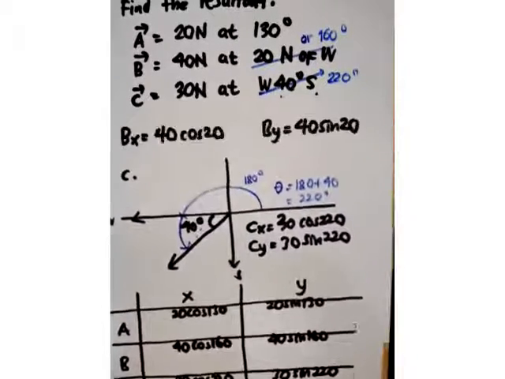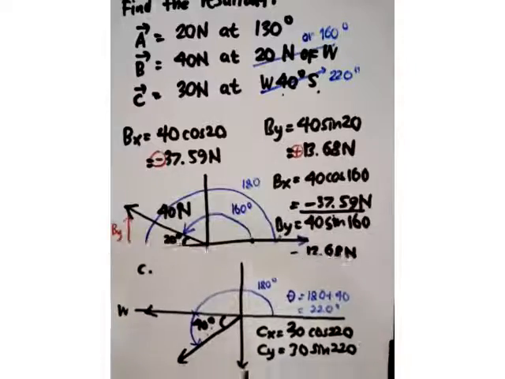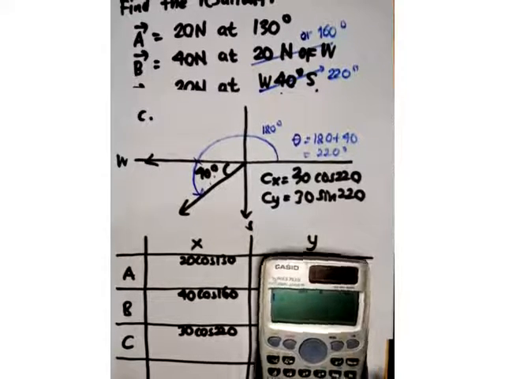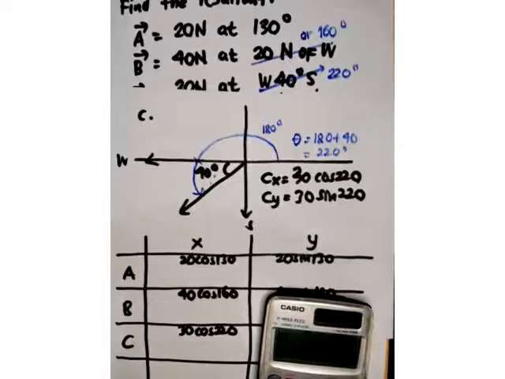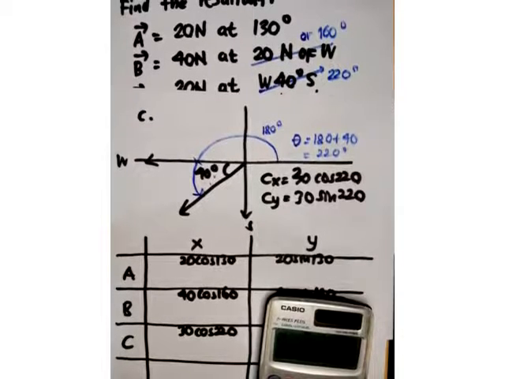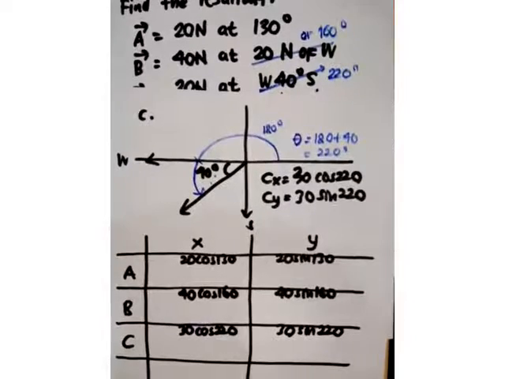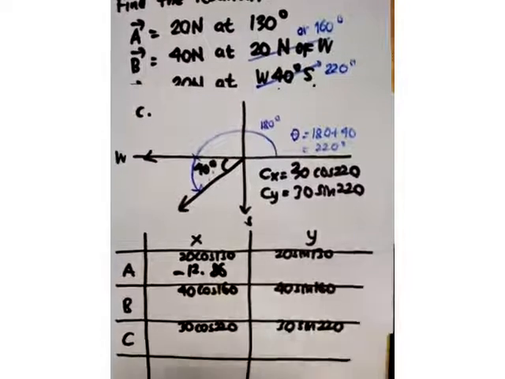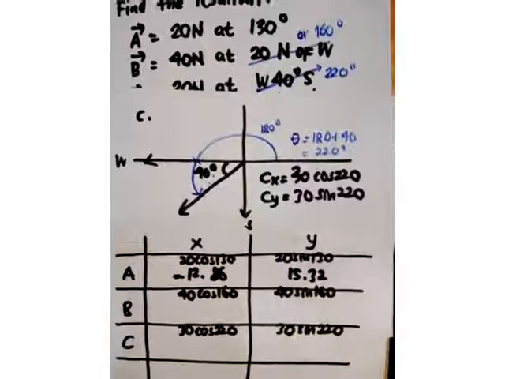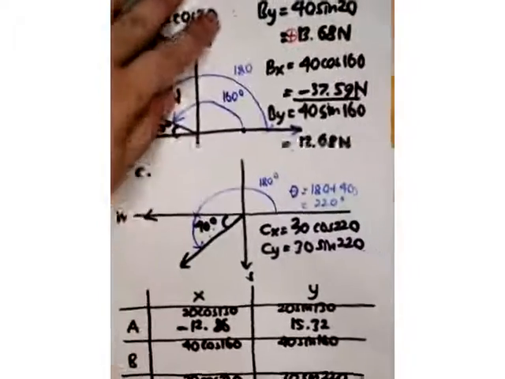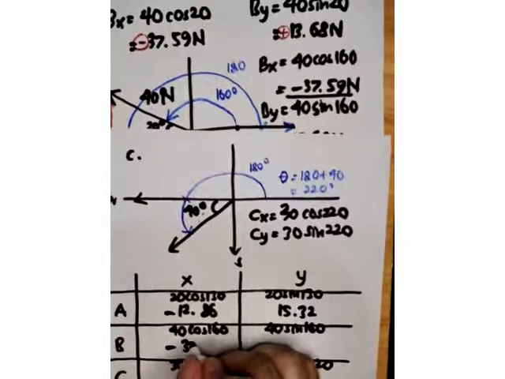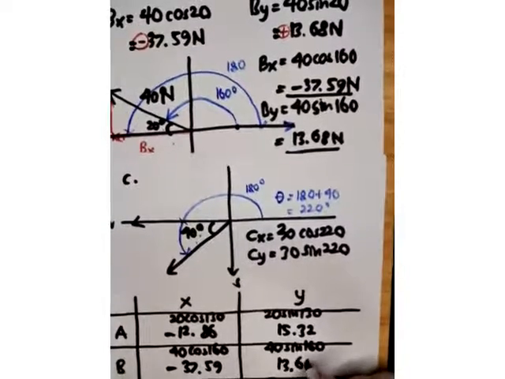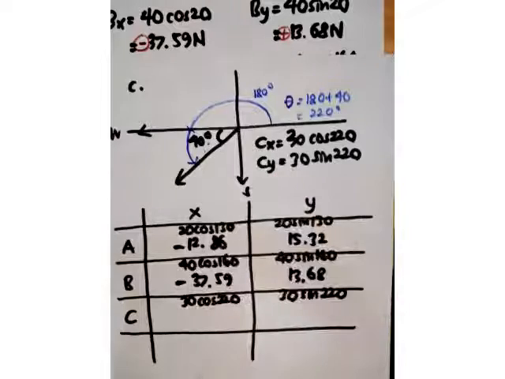Na-compute na natin yung B, yung A hindi pa natin na-compute. So compute natin yung A, 20 shift 130. 20 cosine 130 is negative 12.86. And Y naman is 15.32. Itong 40 na-compute na natin kanina, ayun sila, negative 37.59 and 13.68.